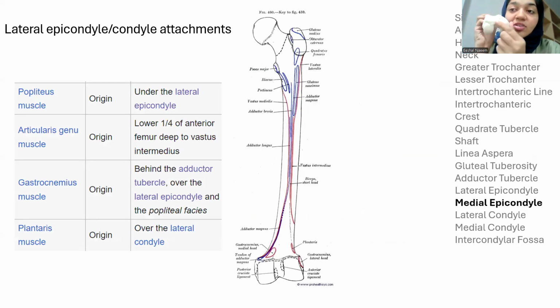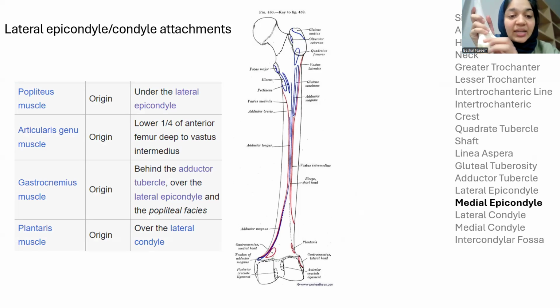Now the lateral epicondyle has certain attachments. Under the lateral epicondyle here, we have the origin of the popliteus muscle. And then also the lower 1/4 of the anterior femur, deep to the vastus intermedius, is the origin of the articularis genu muscle. So articularis genu comes off from here, and under the lateral epicondyle comes off the popliteus muscle, also gastrocnemius. So this was our adductor tubercle, right?